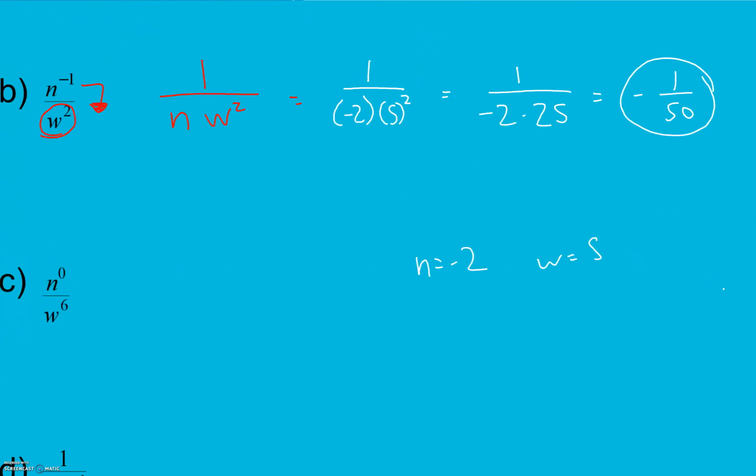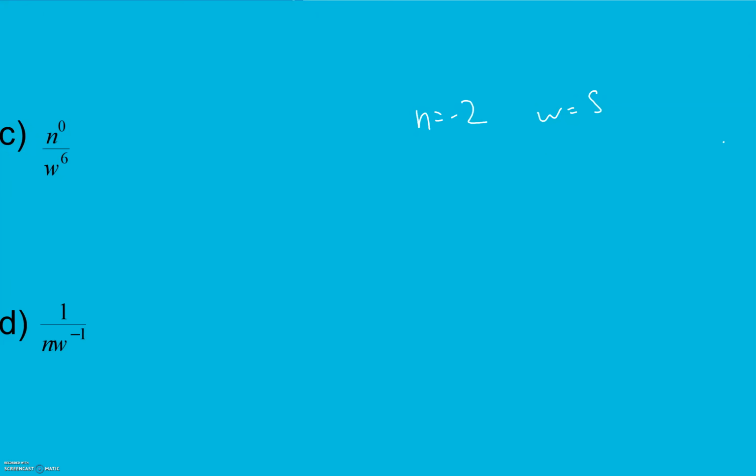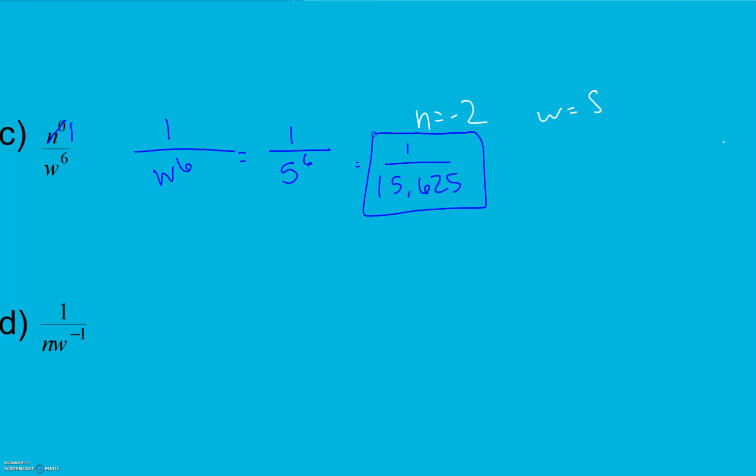Here, for C, I know that n to the 0 power is just 1. And w to the 6th, w is already positive, so I can just keep that the way it is. When I substitute in 5 for w and take it to the 6th power, I get 1 over 15,625. And again, I knew what w was, so I plugged that in for w.